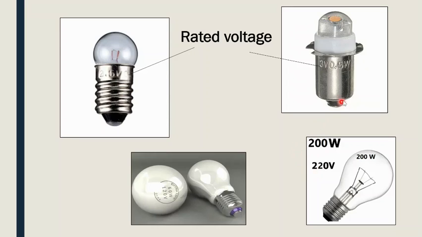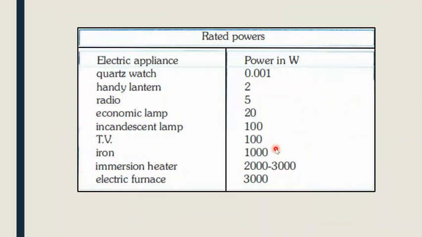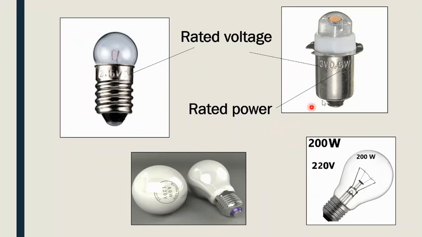Another term that you can see is 5 watts, 200 watts. Here, for example, 60 watts. What do these terms mean? These terms are the rated power of a lamp. It means the power it consumes to function normally. Also, this lamp 0.5 watt, it consumes 0.5 watt to function normally.